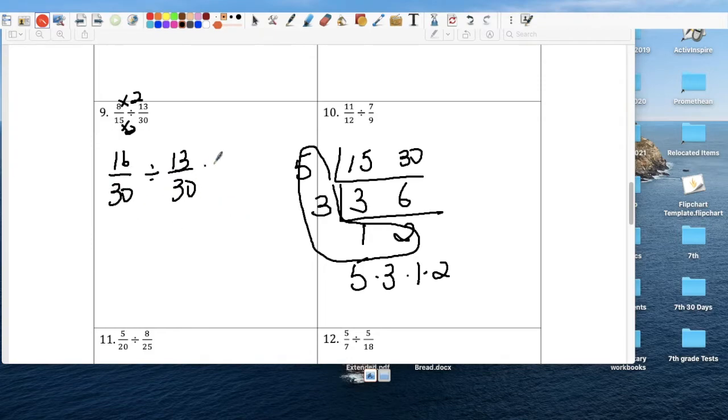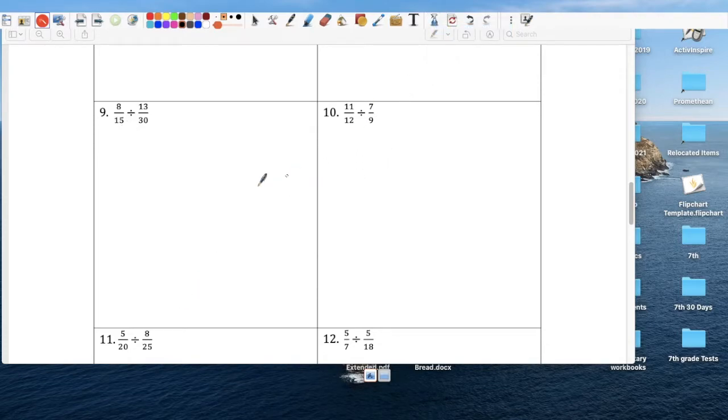So now that they're the same, we can simplify. Sorry, write that as a fraction, 16 divided by 13. How many times can 13 go into 16? Well, 1 time. How many left over? 3 out of 13.